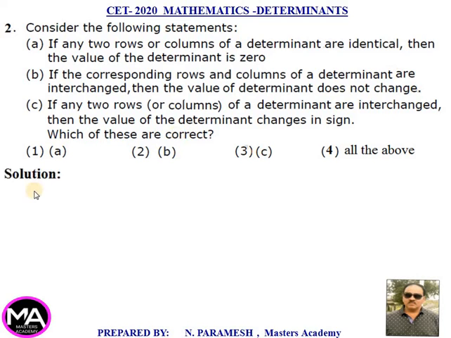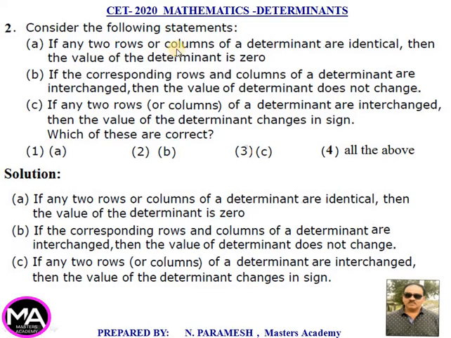4 options are given. Solution: if any two rows or columns of a determinant are identical, then the value of the determinant is 0. If the corresponding rows and columns of a determinant are interchanged, then the value of the determinant does not change. If any two rows or columns of a determinant are interchanged, then the value of the determinant changes in sign. Therefore, all the conditions A, B and C are true. Therefore, all of the above, the fourth option, is the right answer.